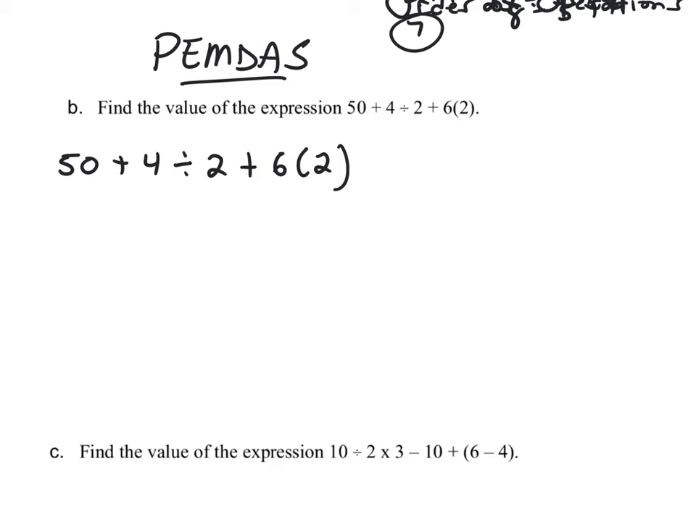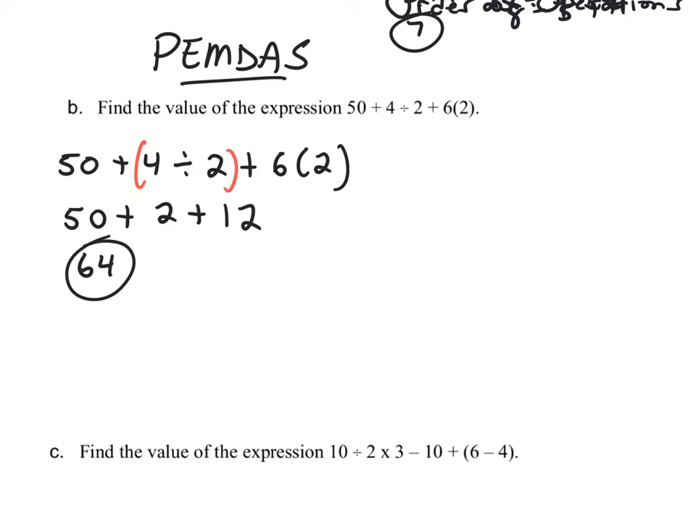So what are we going to do first? We don't have any parentheses. We don't have any exponents. We do have some multiplying and dividing, so let's go find those. Let's put parentheses around those so we know those are the ones we have to do first. So we're going to do 50 plus 4 divided by 2 is 2, plus 6 times 2 is 12. And then we're left with all adding. So 50 plus 2 is 52, plus 12 is 64.